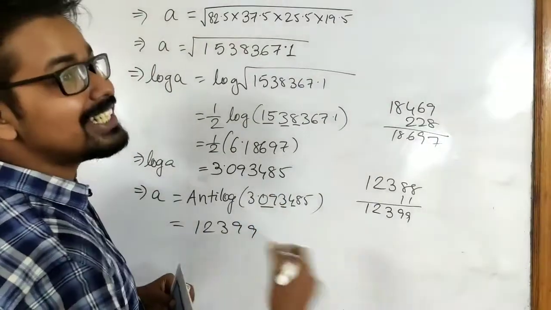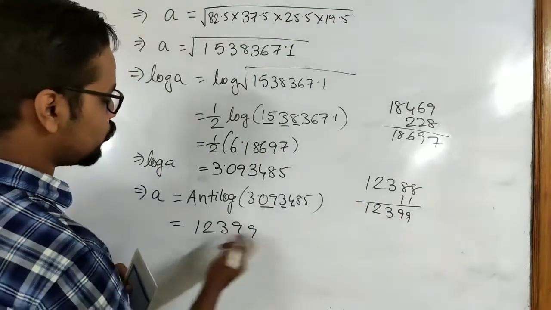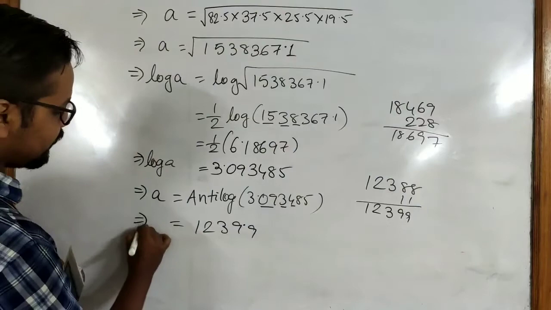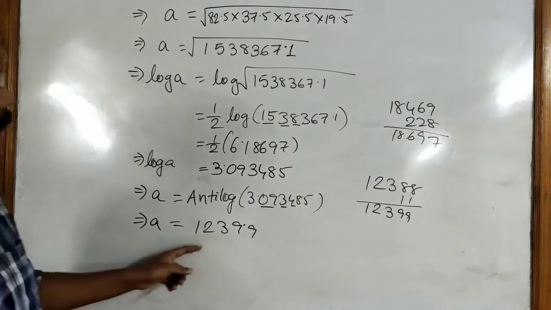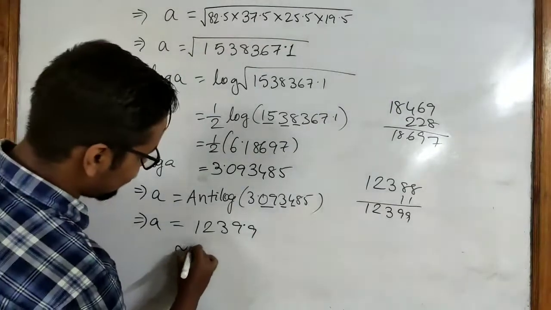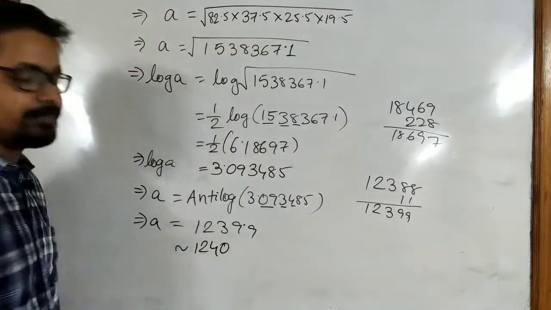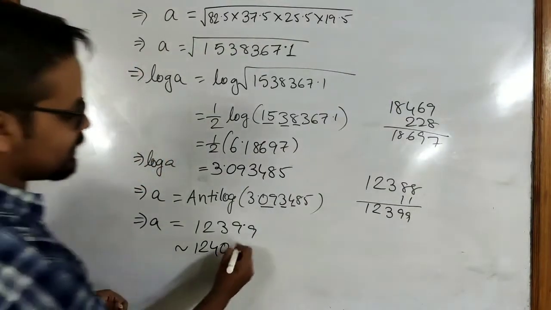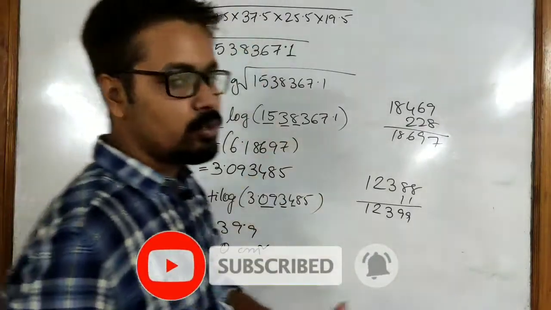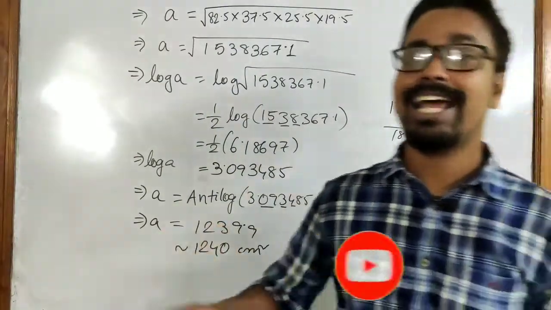Our characteristic is 3. So you have to do it 3 plus 1. 3 plus 1 is 4. So after 4 digits, 1, 2, 3, 4, this is going to be the value. That means the area of the triangle is 1239.9, which you can approximately write as 1240. Okay, it is centimeter square because the unit given is centimeter. So that's how you find the value of area of a triangle using Heron's formula and logarithm.